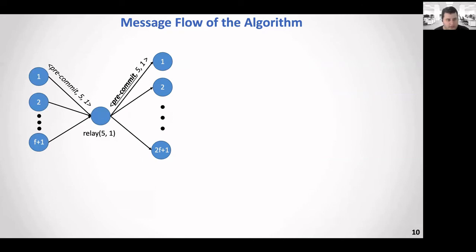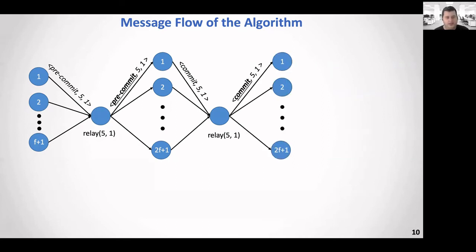When 2F+1 processes receive the pre-commit message, they respond with the second message of the algorithm, which is a commit message. Again, when a relay aggregates enough messages, in the second phase it's 2F+1, it sends the threshold signature of that message.